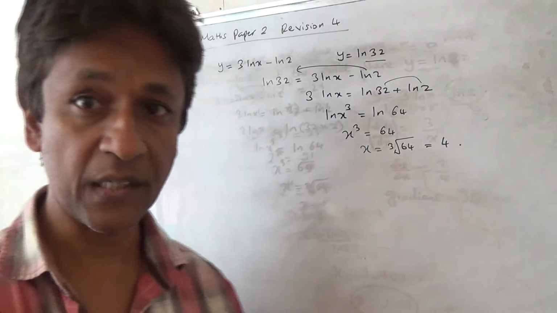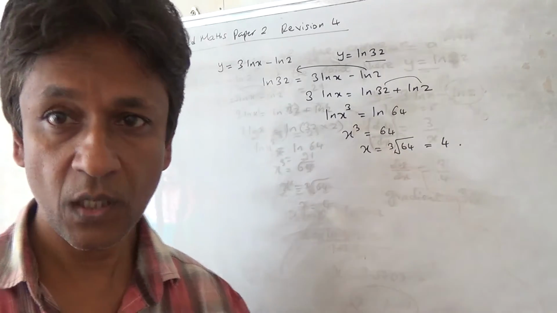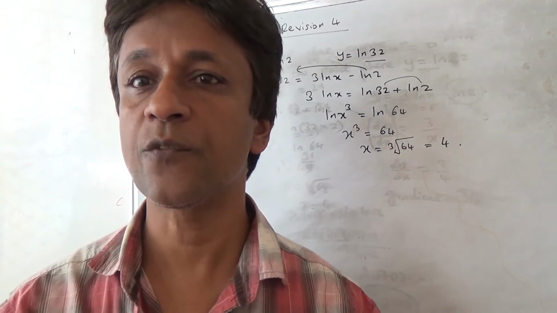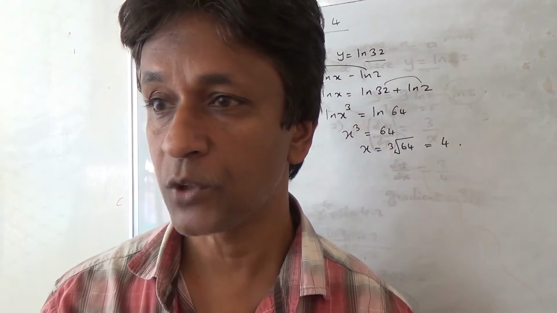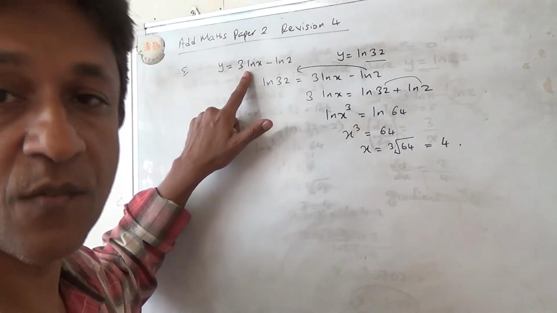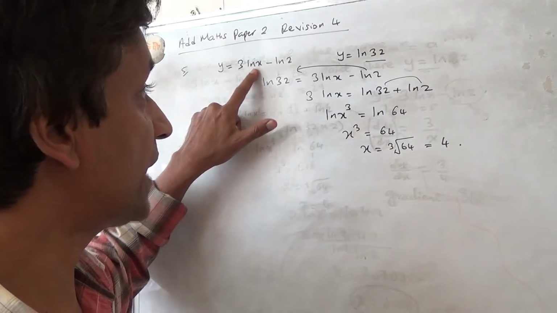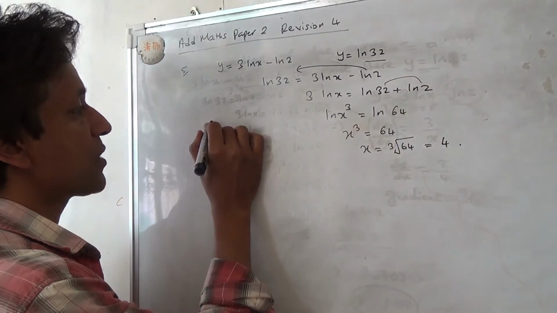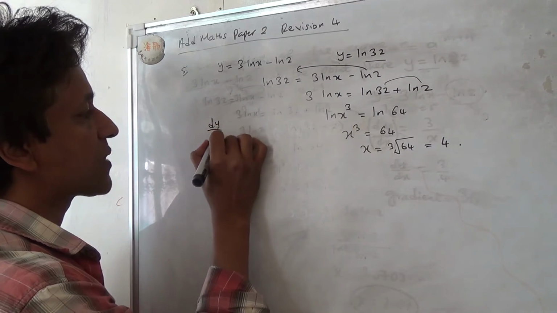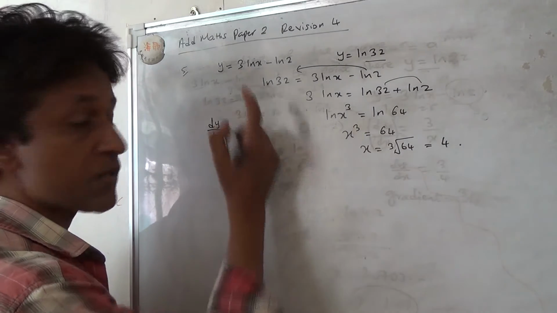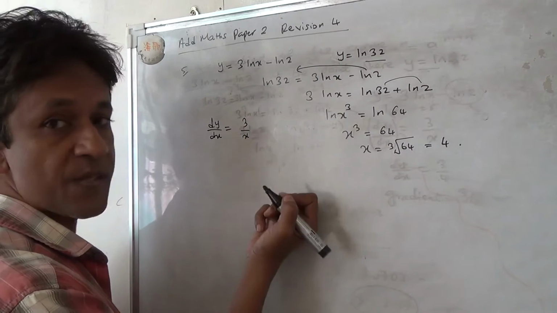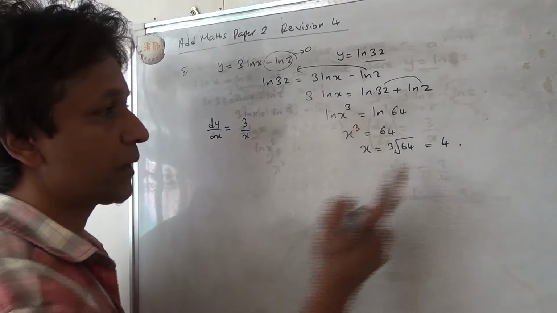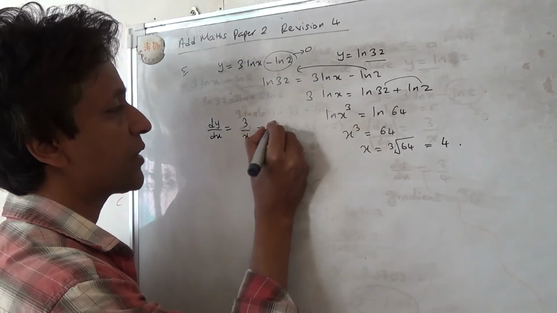Why? Because we need to find the gradient. And the gradient of a curve, or the gradient of a tangent, at a certain point on the curve, will be when you differentiate the curve actually. So, the equation of the curve is y is equal to 3 ln x minus ln 2. So when you differentiate something like this, you're going to say then dy by dx. Differentiating 3 ln x, you're going to end up with 3 over x. Differentiating this, you're going to end up with 0. Right. So here, you can just replace 4. And therefore, you're going to get 3 over 4.